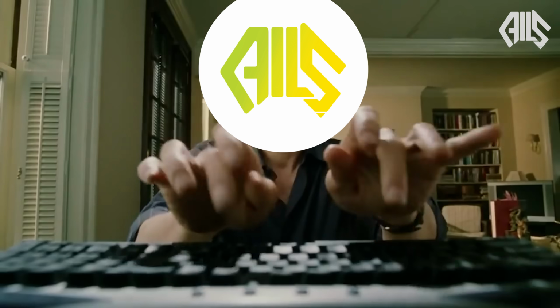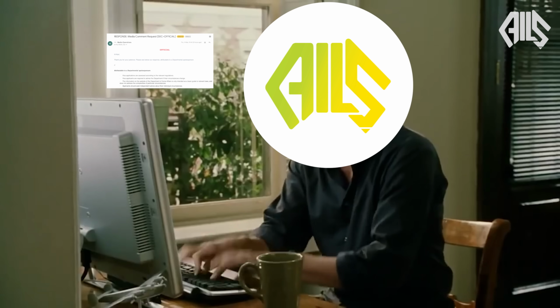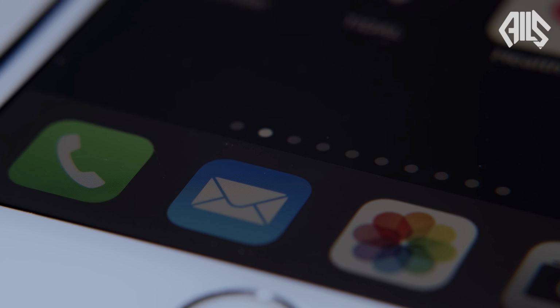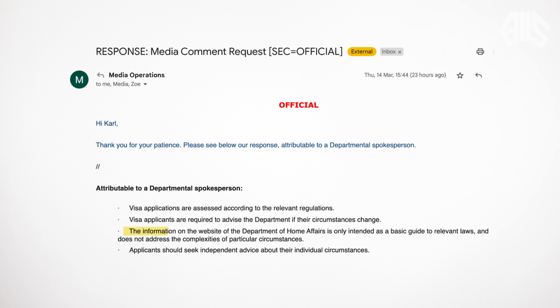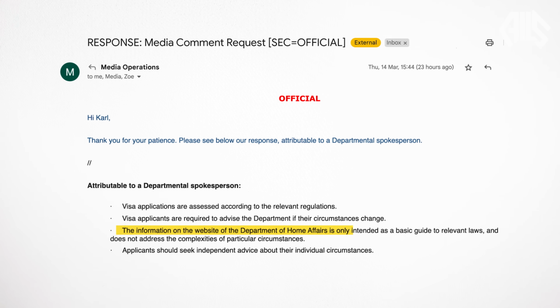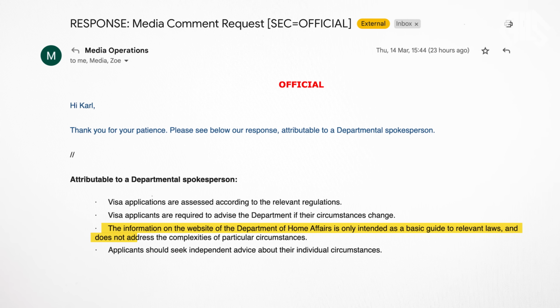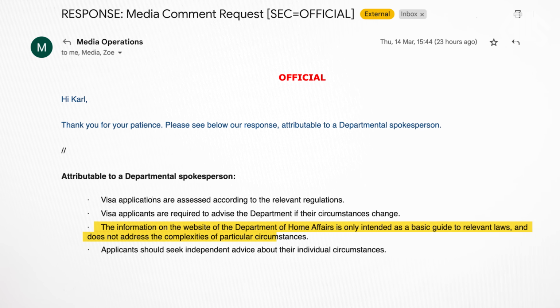We outlined all these concerns to the Department of Home Affairs in a media inquiry, showing them the website and the request letters, etc., and asked the Minister Andrew Giles to respond. We asked him just one simple question. Does he mean to refuse visa applicants because they relied upon the department's website? However, when the response came back, not a word from the Minister, but from the department's spokesperson, stating, the information on the website of the Department of Home Affairs is only intended as a basic guide to the relevant laws and does not address the complexities of particular circumstances.